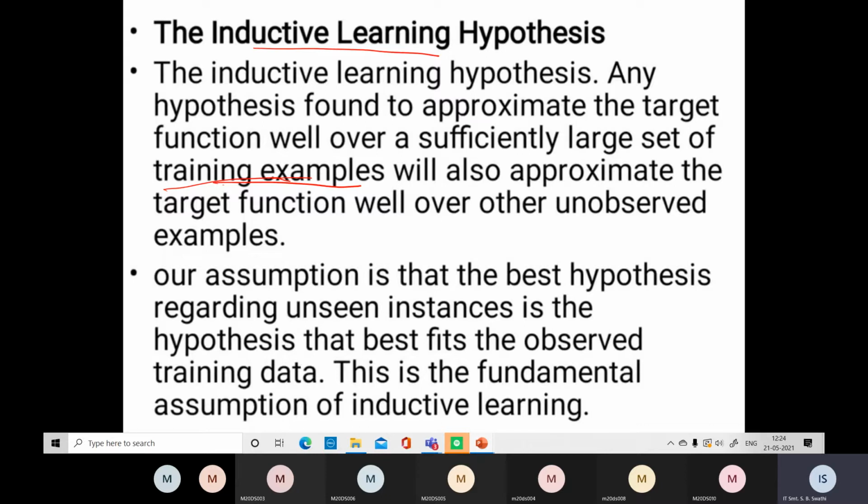Are you following, students? Yes, ma'am. So that is the inductive learning hypothesis. What is inductive learning? Once you are ready with a set of training examples, then whatever new input is given, you will be able to estimate what can be the accurate output for that new input. That type of hypothesis is called the inductive learning hypothesis. It is a very simple thing: if you are generating output with the help of training data, then that hypothesis is called the inductive learning hypothesis, in simple terms.